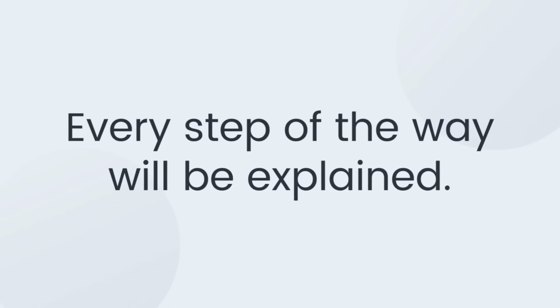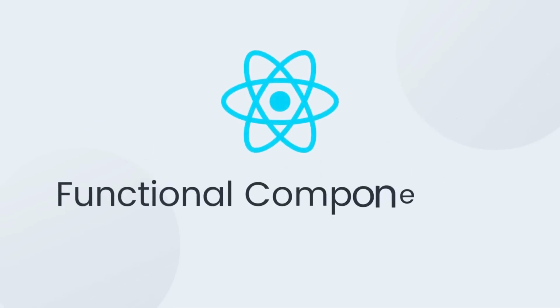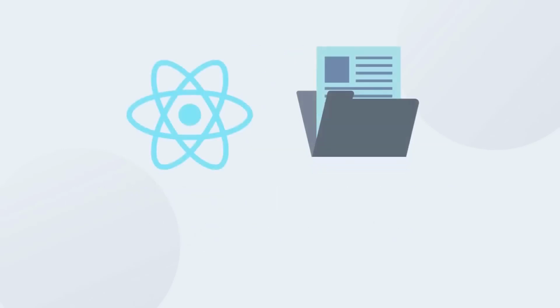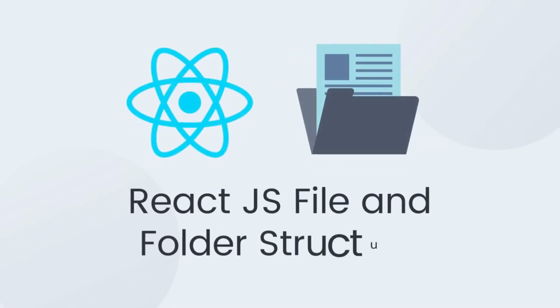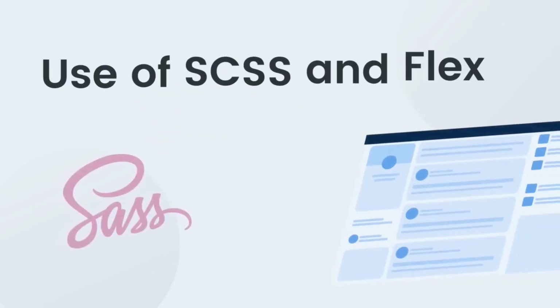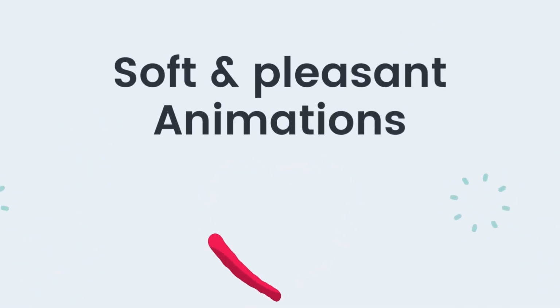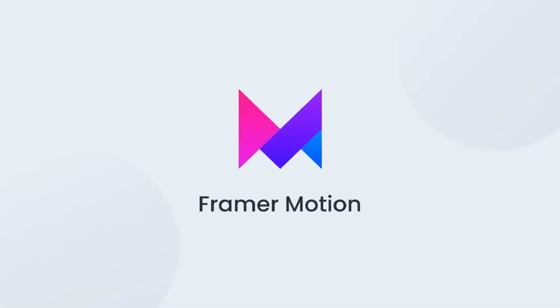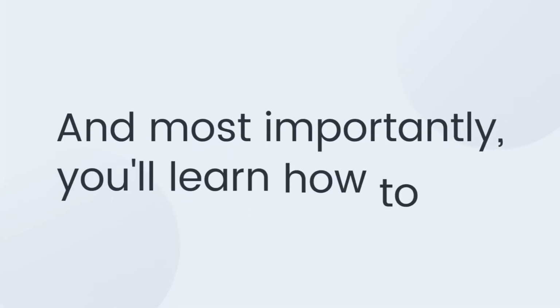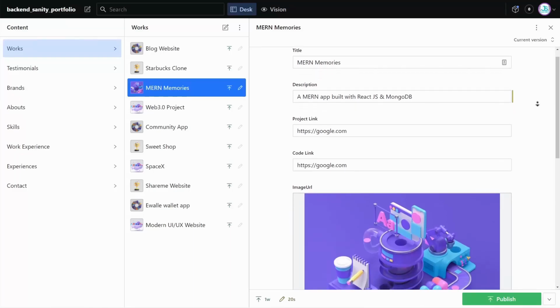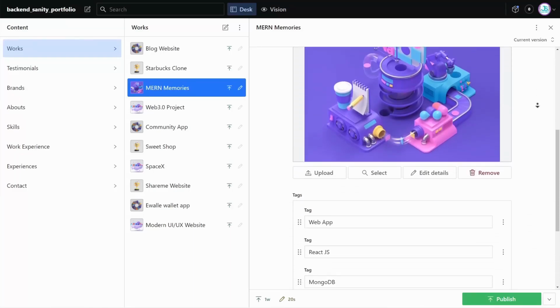Alongside building this portfolio, you'll learn React functional components and their reusability, React file and folder structure, the use of SCSS and Flex, pleasant animations using the most popular animation library, Framer Motion, and most importantly, you'll learn how to use Sanity Content Platform. Sanity will allow us to dynamically manage the content of the entire application.